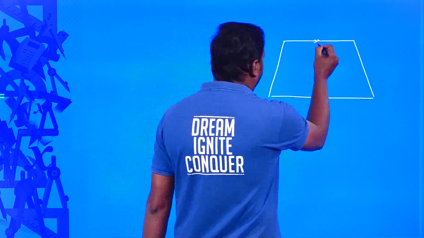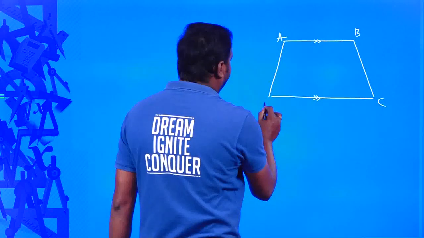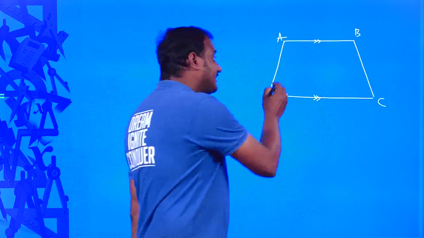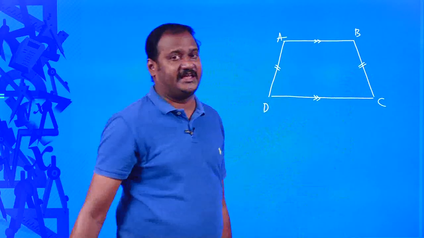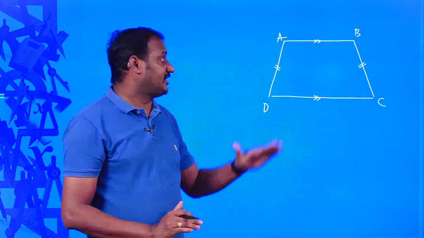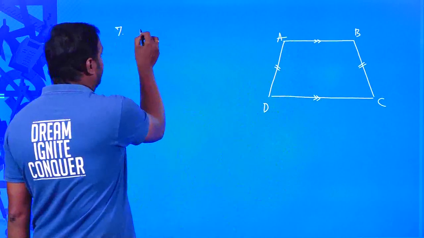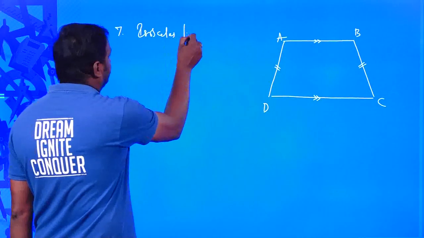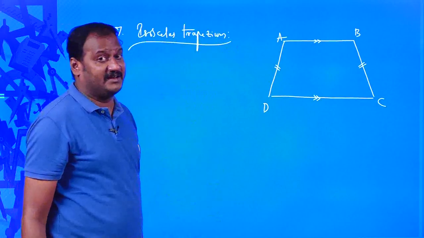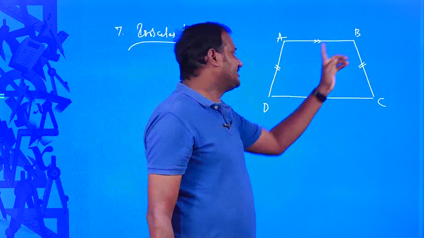So, here these two are one pair of opposite sides, both are parallel, and here BC as well as AD, both are non-parallel sides. If the non-parallel sides are equal, then this trapezium is said to be an isosceles trapezium. So, what do you mean by isosceles trapezium? A trapezium in which the non-parallel sides are equal is said to be an isosceles trapezium. This is the special quadrilateral which is the isosceles trapezium. It means AD is equal to BC, and of course, AB is parallel to CD.